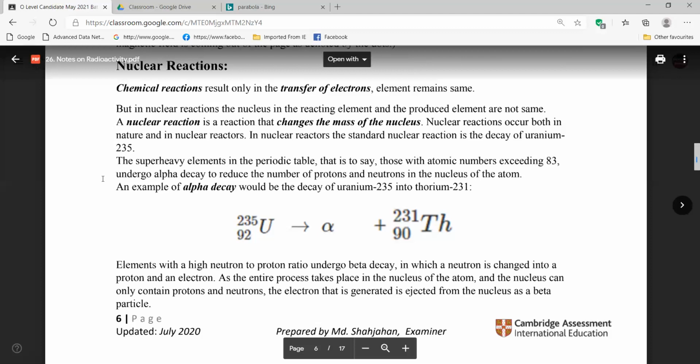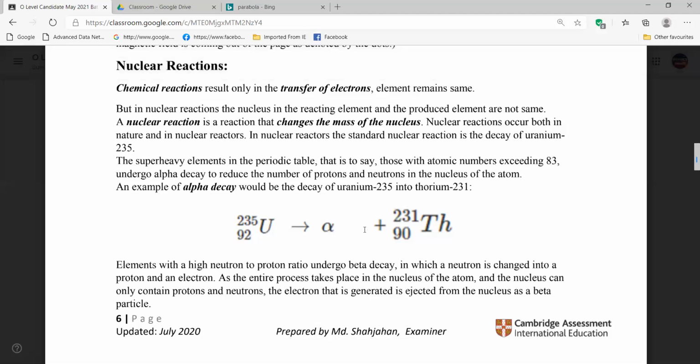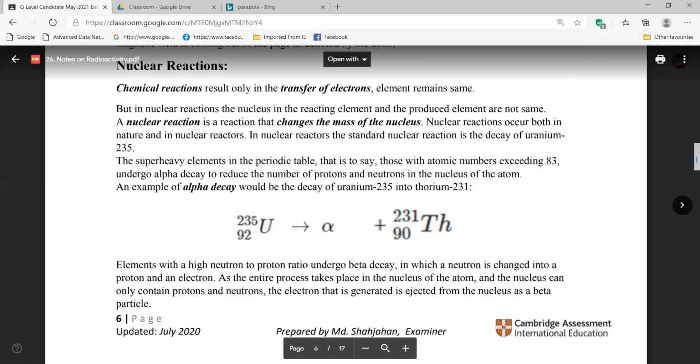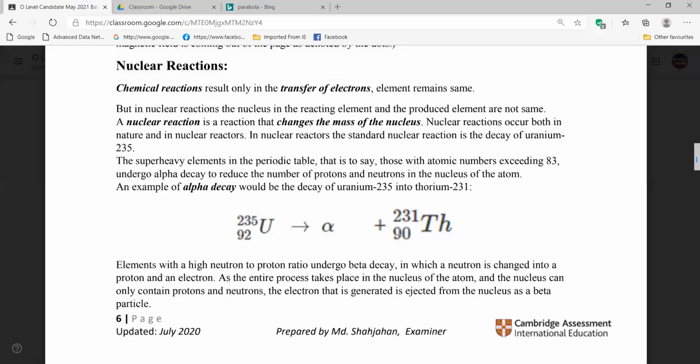So here we got thorium, right? Thorium 90. That means here we are losing two protons when it's going from 92 to 90, right? Then we are having mass number 235 here and mass number 231 here. That means we are losing two protons and two neutrons altogether, and that one is alpha decay. Okay, is it clear? Yes.